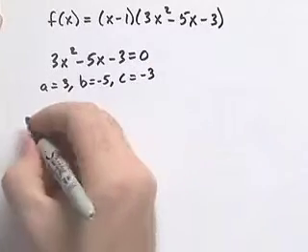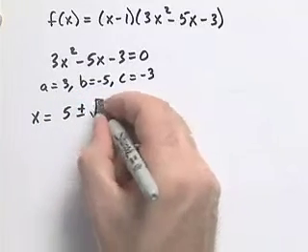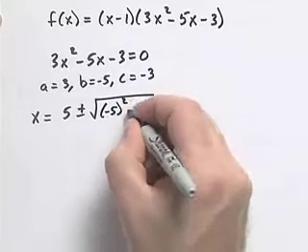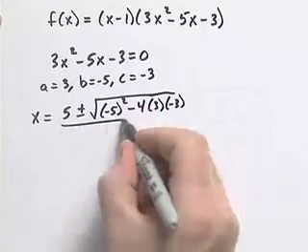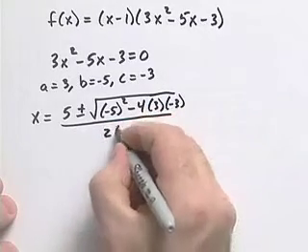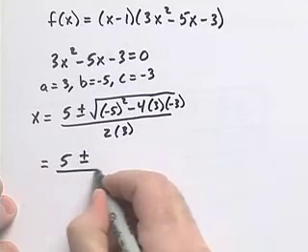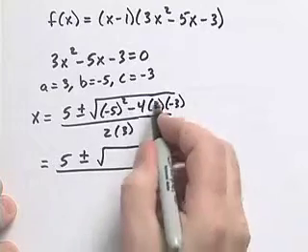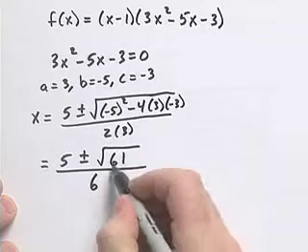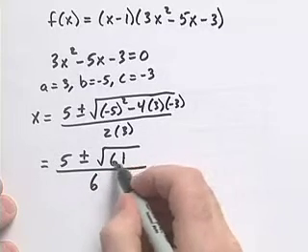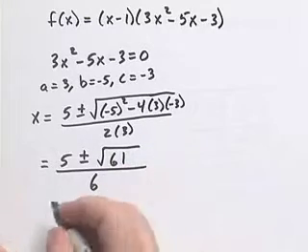If we plug these values into the quadratic formula, we'll get x is equal to 5 plus or minus the square root of negative 5 squared, minus 4 times 3 times negative 3, and all of that is going to be over 2 times 3. It gives us 5 plus or minus square root. Now if we work out what we get on the inside, it turns out to be 61. And our denominator here is 6. Since 61 is not a perfect square, there's no way we can reduce this, and there's no perfect square factors of 61, then these are our two remaining zeros.